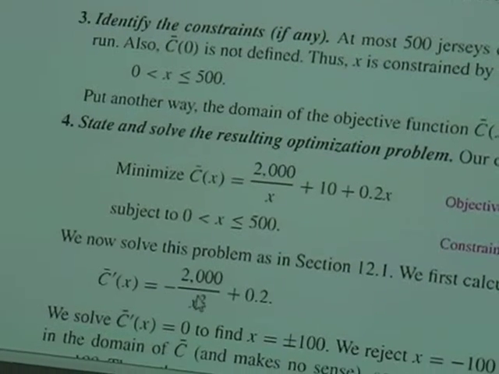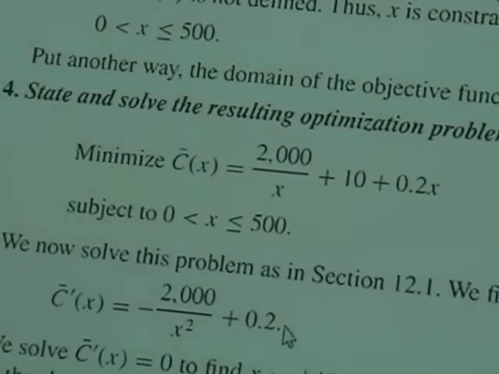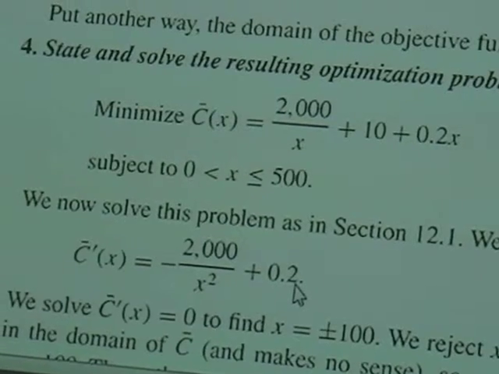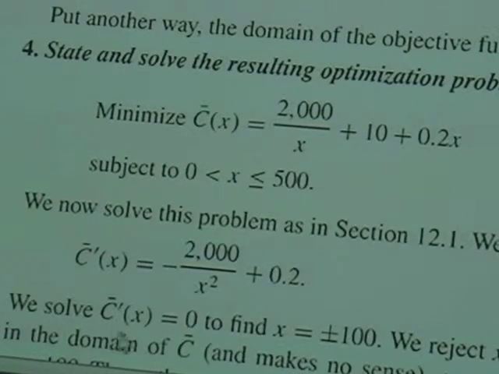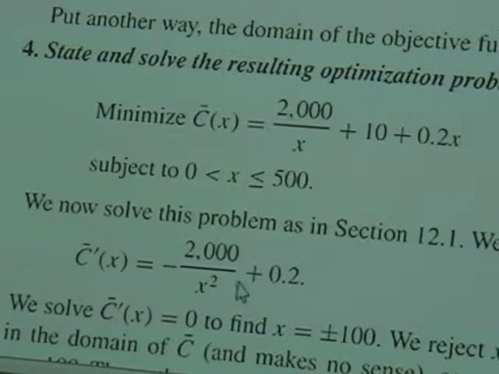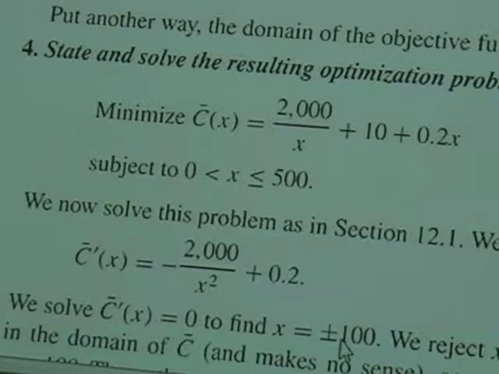So here's the derivative. What is it? 2,000 over x squared negative plus 0.2, sorry. Okay? So that's the derivative, and what did we just say we want to do? Find out where the derivative is 0, so we set it equal to 0. When we set this equal to 0, the answer turns out to be plus or minus 100. That's not too hard to solve.